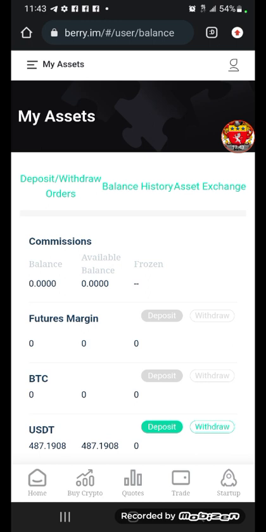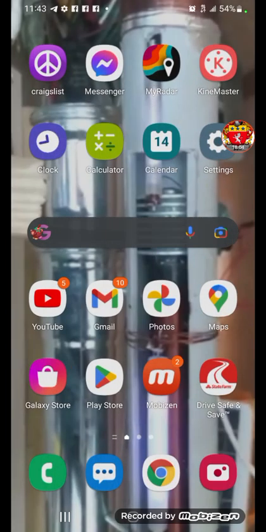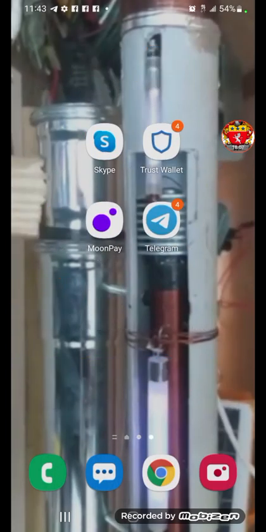And you're also going to have to create, if you don't already have, a Skype account, a Telegram account, and a few other accounts. You're going to have to download the Trust Wallet app. It looks like that right there, Trust Wallet. You see Trust Wallet on my screen? And you're also going to have to download MoonPay. Okay? And it'll all be in the instructions.